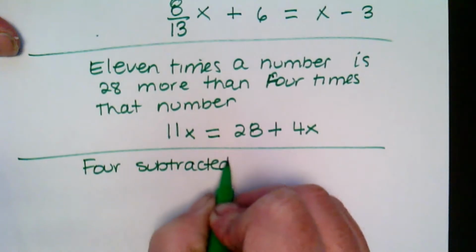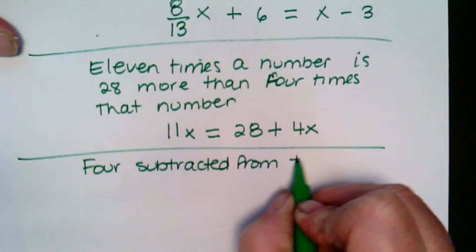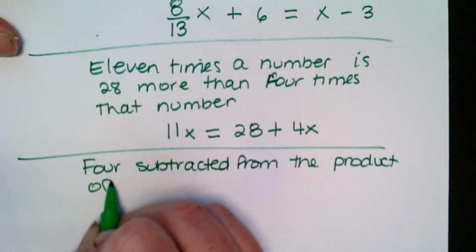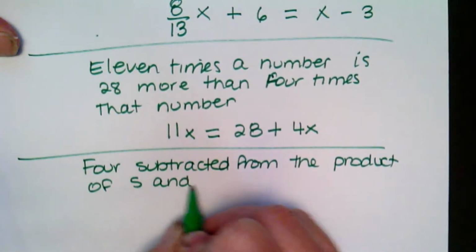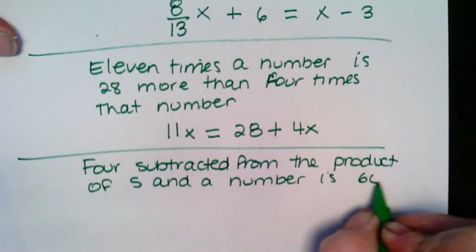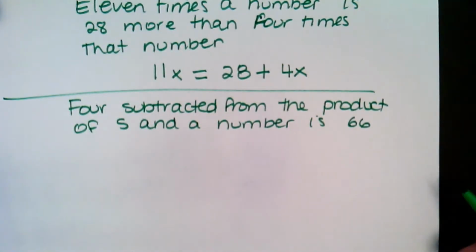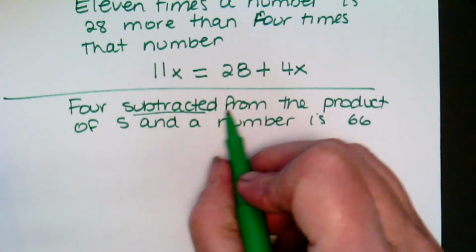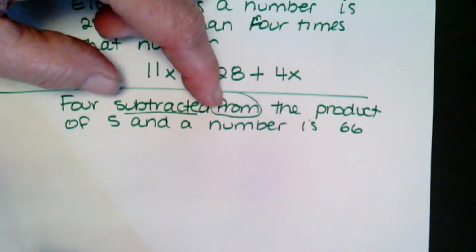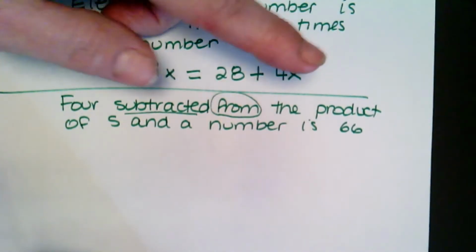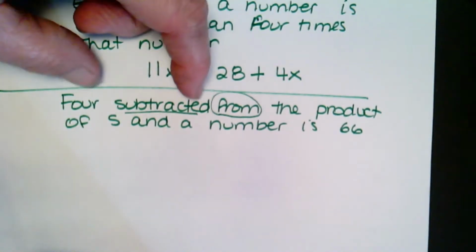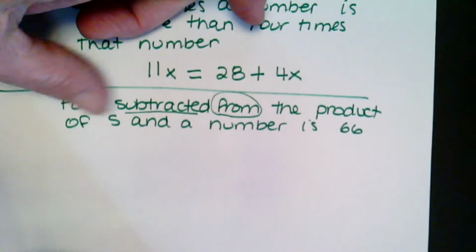"4 subtracted from the product of 5 and a number is 66." So read it and write it. Talking subtraction though, and we use the word "from," so that means instead of doing 4 take away something, we're going to do something take away 4. So 4 subtracted from the product of 5 and a number.